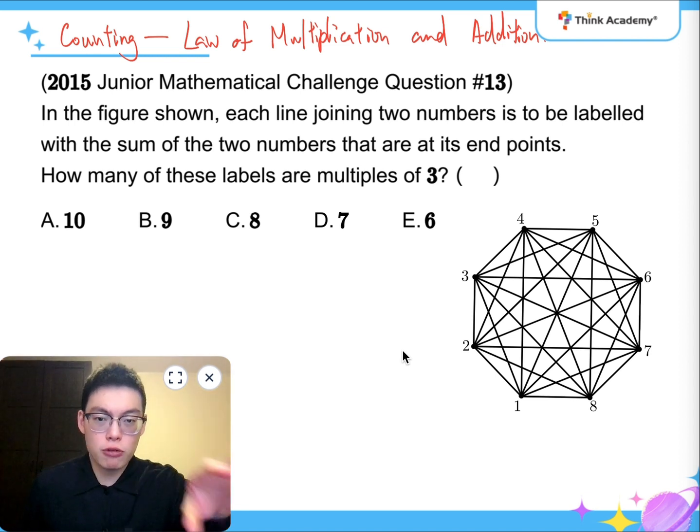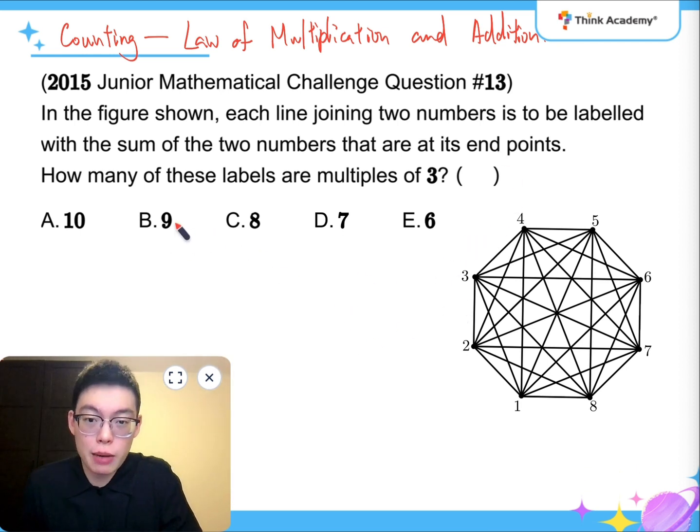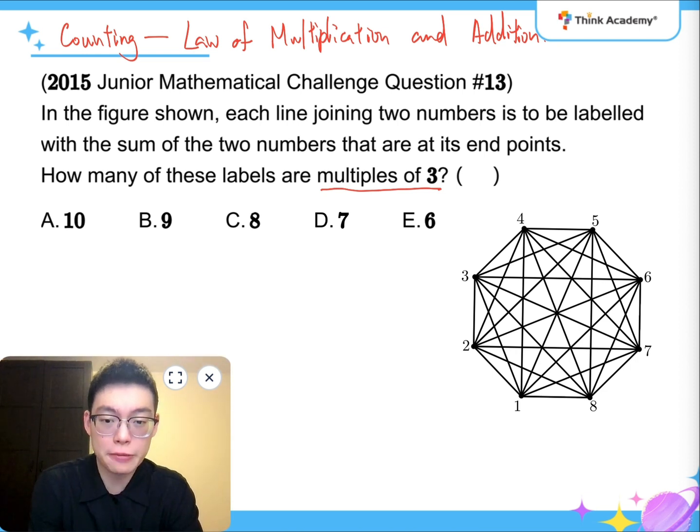Now, in this question, you can see that each line joining 2 numbers is to be labeled with the sum of the 2 numbers that are at its endpoints, right? And we want to know how many of these labels are multiples of 3. Which means that how many lines are joining 2 numbers that adds up to a multiple of 3. So, well, we have 1, 2, 3, 4, 5, 6, 7, 8, 8 numbers.